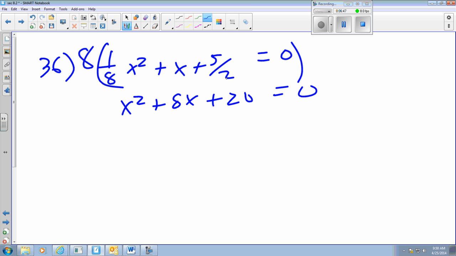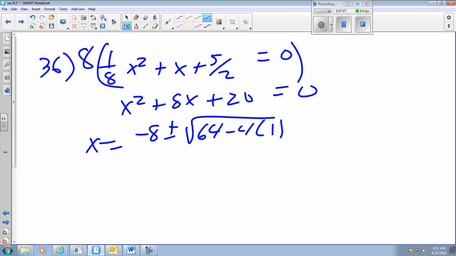8 divided by 2 is 4. 4 times 5 is the 20. We just got done doing the same problem with a negative 20. Let's see if that makes a big difference in the answer. x equals negative 8 plus or minus the square root of 8 squared, which is 64, minus 4 times 1 times 20, all over 2 times 1.